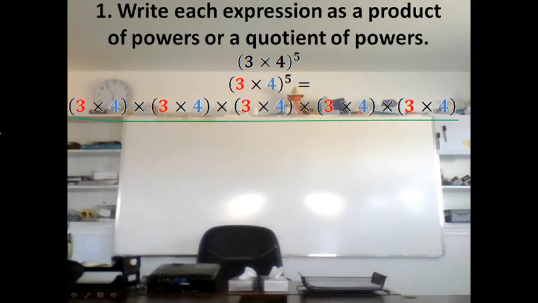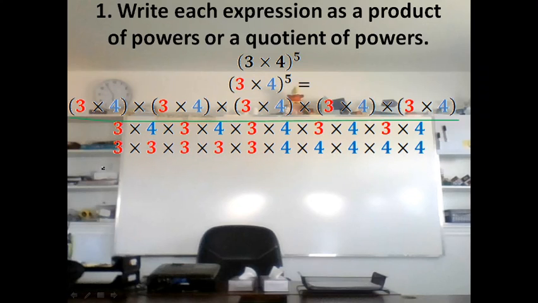Next, we can remove the brackets. And now we can regroup equal factors. We have 3 times itself 5 times here, and we have 4 times itself 5 times here. Now we can rewrite the repeated multiplication as a power. 3 to the power of 5 times 4 to the power of 5.